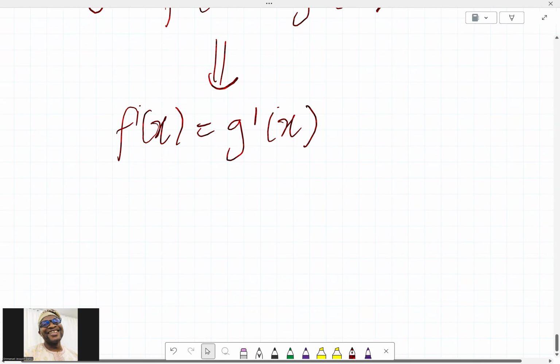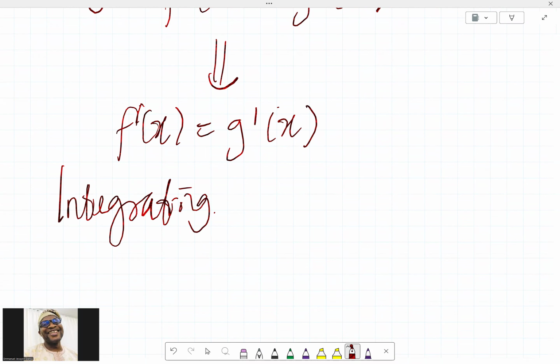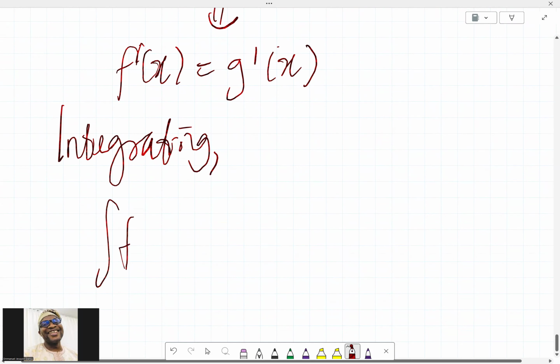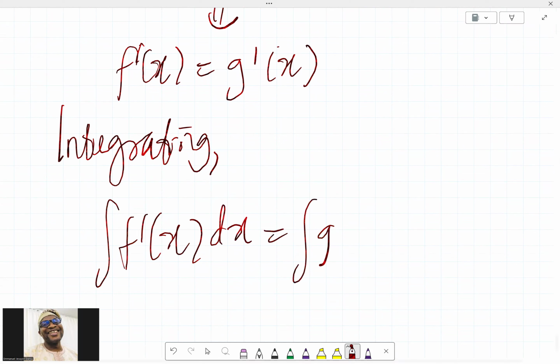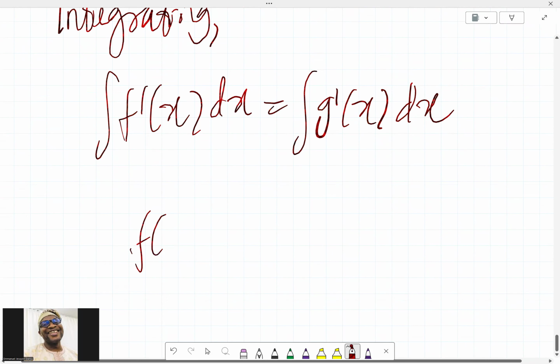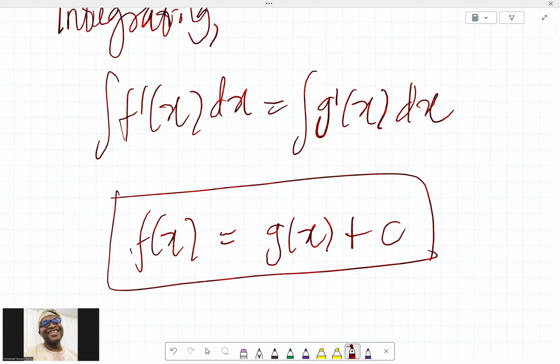So we can integrate both sides. Integrating, we have the integral of f prime of x dx equals the integral of g prime of x dx. So that is f of x equals g of x plus constant c. This is the relationship we have now.